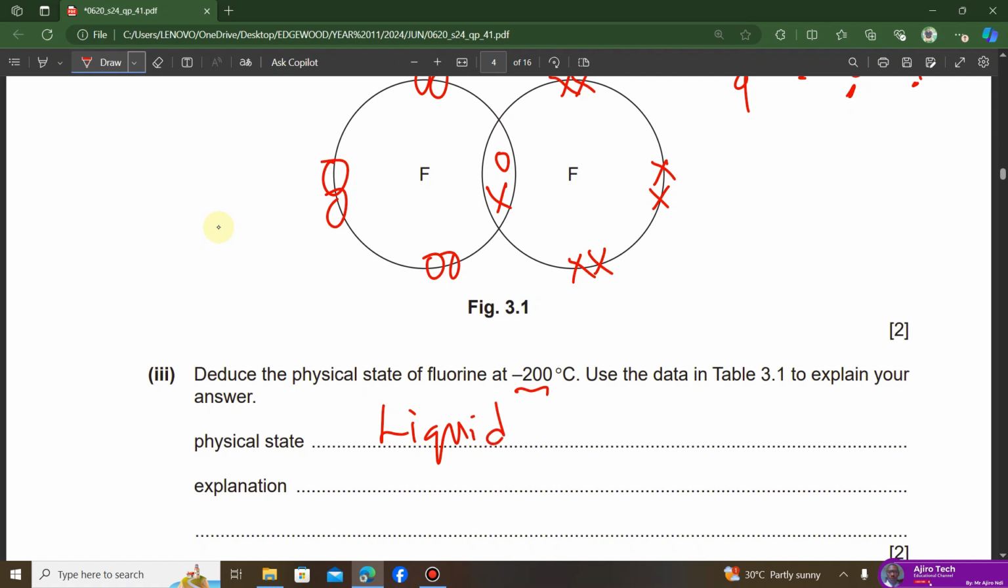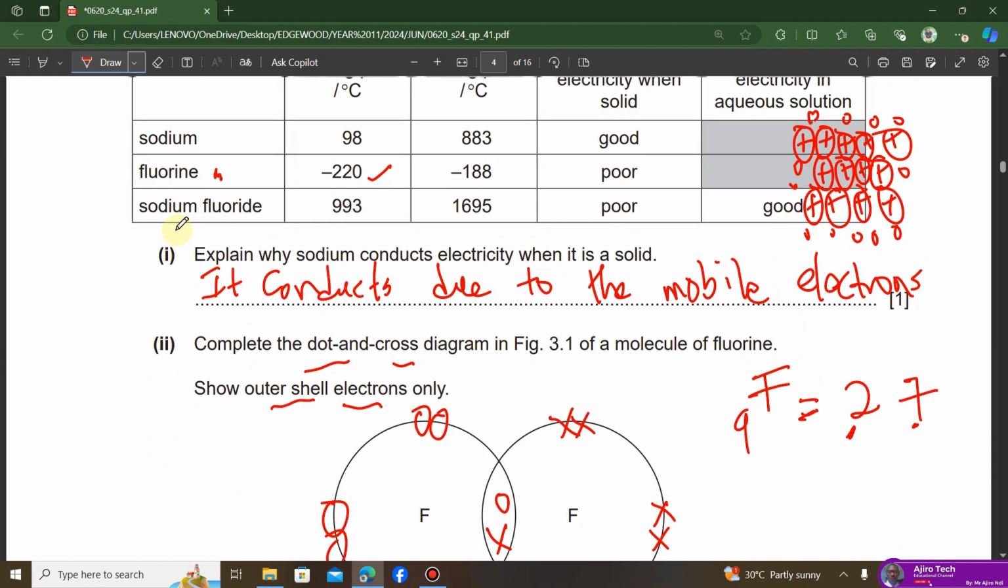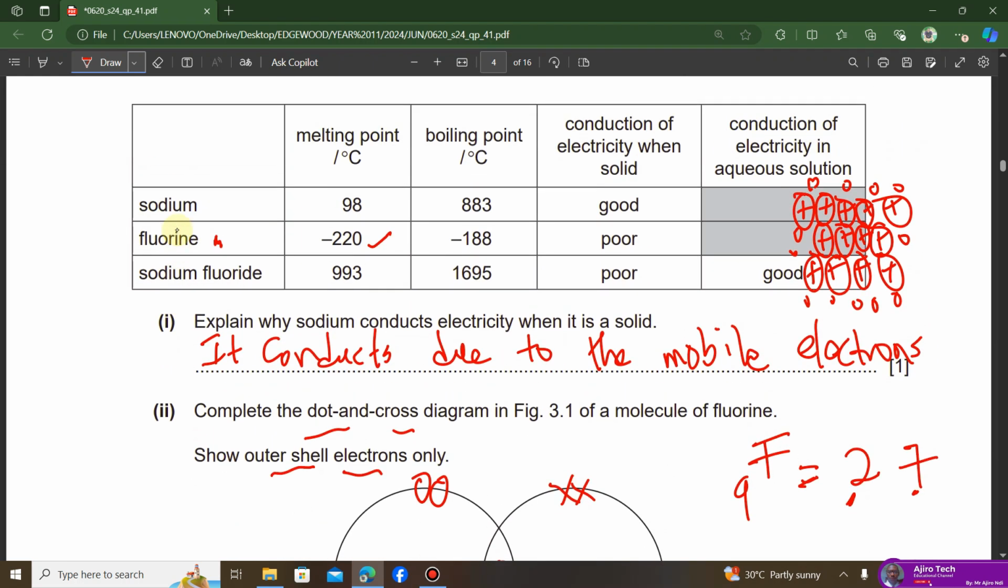Okay, so it's going to be a liquid. All right, now what's the reason why it's a liquid? Like we said, it is greater than the melting point of fluorine but lower than the boiling point. So assuming it was also greater than the boiling point, then it would have been a gas. But since it is greater than the melting point and lower than the boiling point, that simply makes it a liquid.